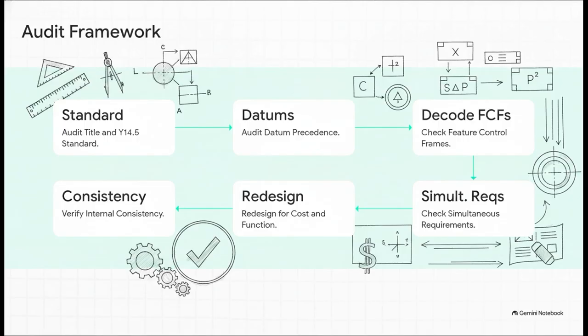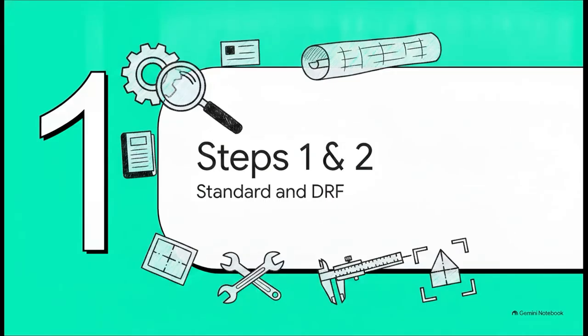To conquer this entire print, we're going to deconstruct and reconstruct it using our 6-step analytical framework. Audit the title and standard, audit datum precedents, decode the feature control frames, check simultaneous requirements, redesign for cost and function, and finally, verify internal consistency. All right, diving right into steps 1 and 2, verifying the driving standard and the datum precedents.